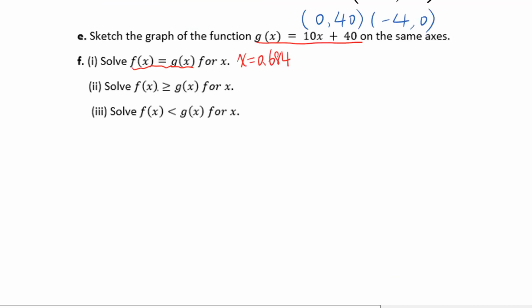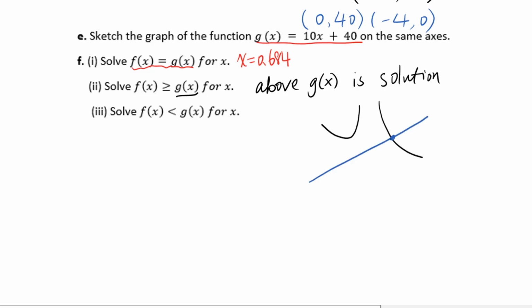For second one, solve f of x greater than or equal to g of x, which means the part of a graph above g of x is the solution. Let's sketch the graph over here. This point is 0.684, 46.8. This is g of x. This too is f of x.